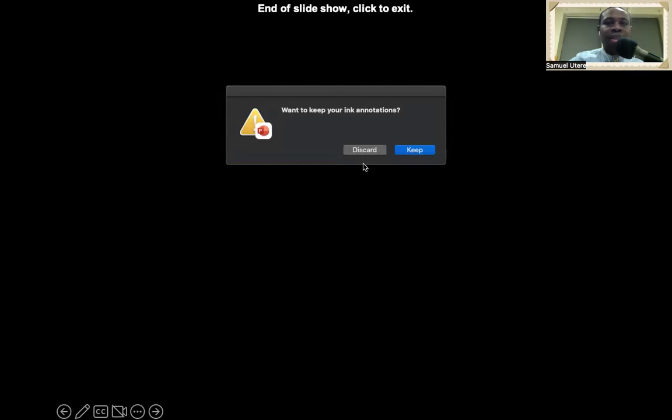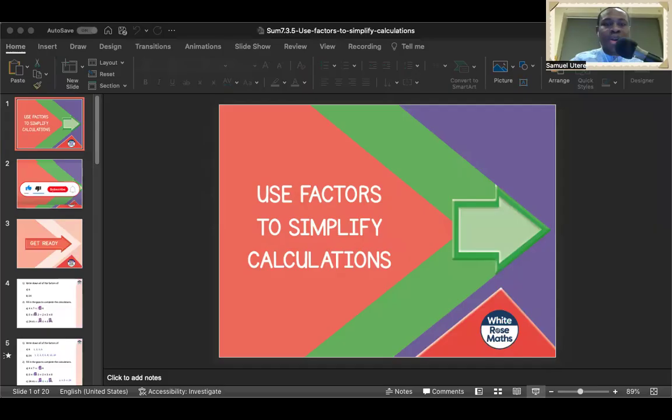And that brings us to the end of our lesson. So in this lesson, you have learned how to use factors to simplify calculations.